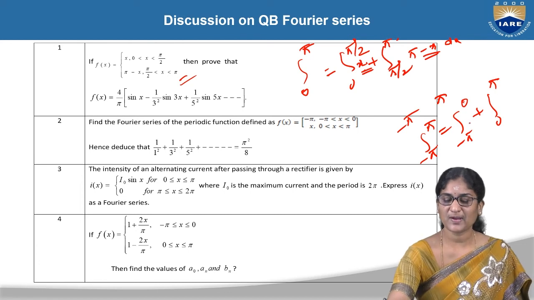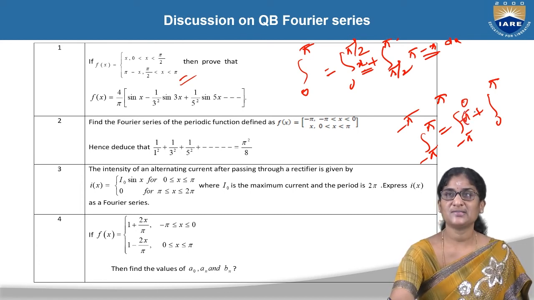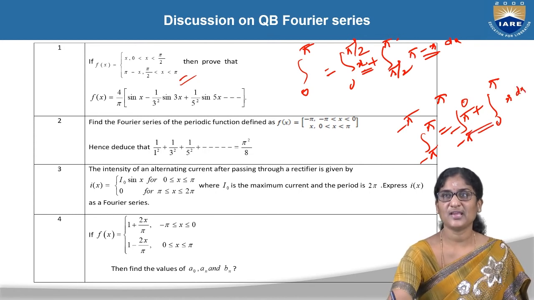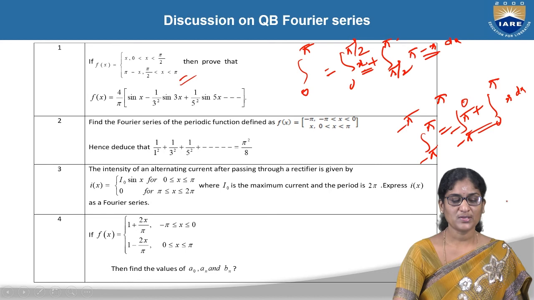From minus pi to 0 the functional value is minus pi, and from 0 to pi the functional value is x. So here you can give the integral of minus pi dx plus the integral from 0 to pi of x dx. So this is how we can take the functional value. Going to the third question.